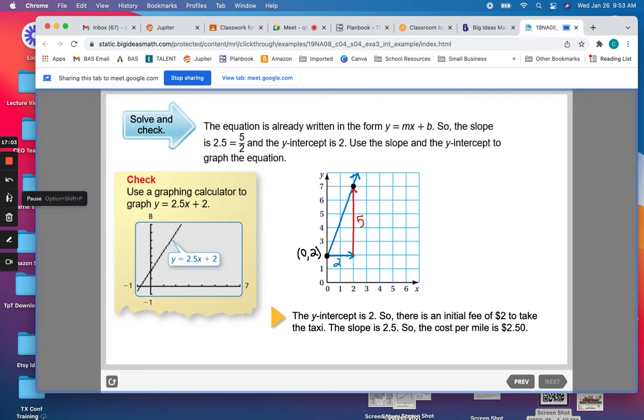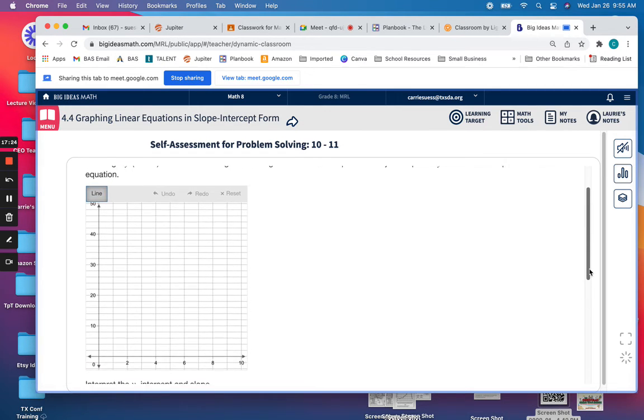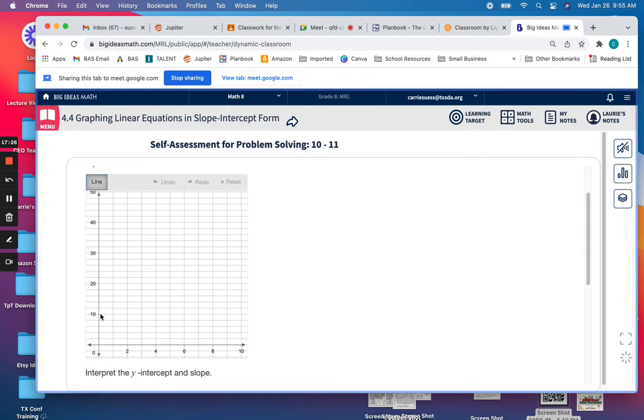Here's number 10. The height, y in feet, of a movable bridge after rising for x seconds is represented by this equation: y equals 3x plus 16. Graph it. So what is my y-intercept? 16.